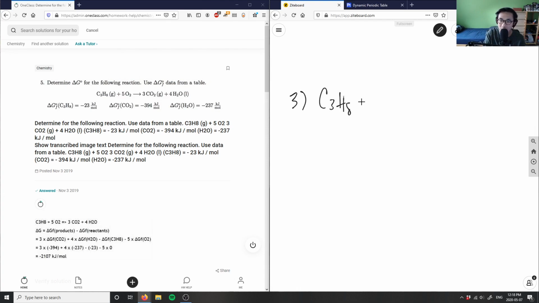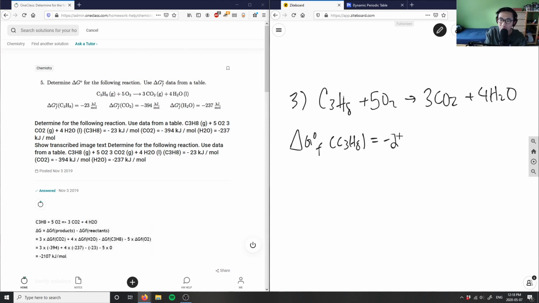C3H8 plus 5O2 yields 3CO2 plus 4H2O. I'm just not going to include the phases, but I know this here is a combustion reaction, right? This here is a 5, not an S here. There we go. I know that the delta G of formation of C3H8 would be negative 23 kilojoules per mole.